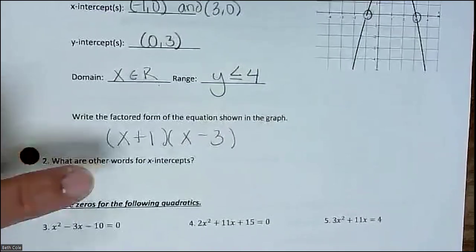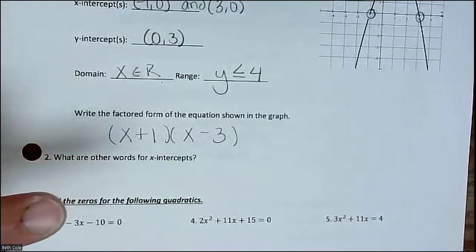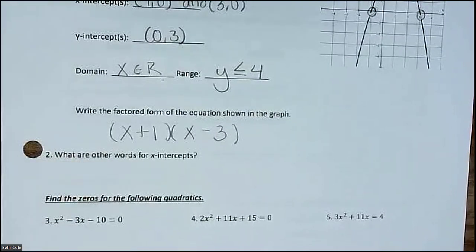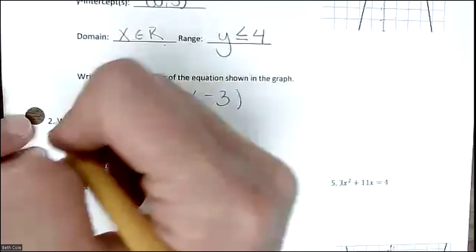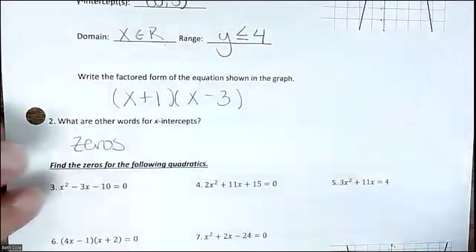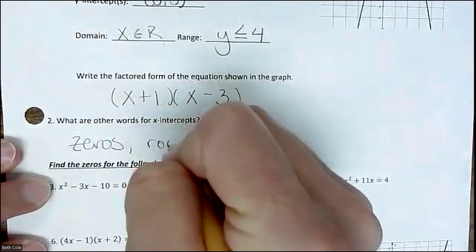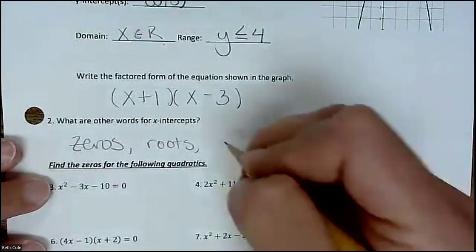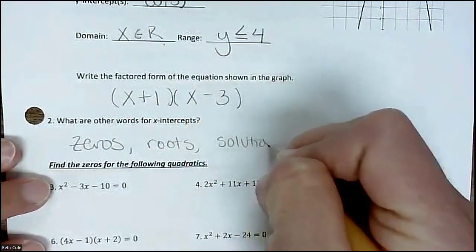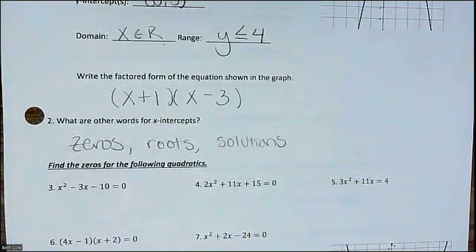All right, other words for x-intercepts. The reason I have this on here is because no matter what the directions say, you'll be able to know what it's asking for. Basically, if you're not sure what it's asking for, it's the x-intercepts. One of them was zeros, because that's where it touches 0 on the x-axis. Roots is another one. And solutions. So no matter which one of those words the directions use, you need to know that you're looking for x-intercepts.